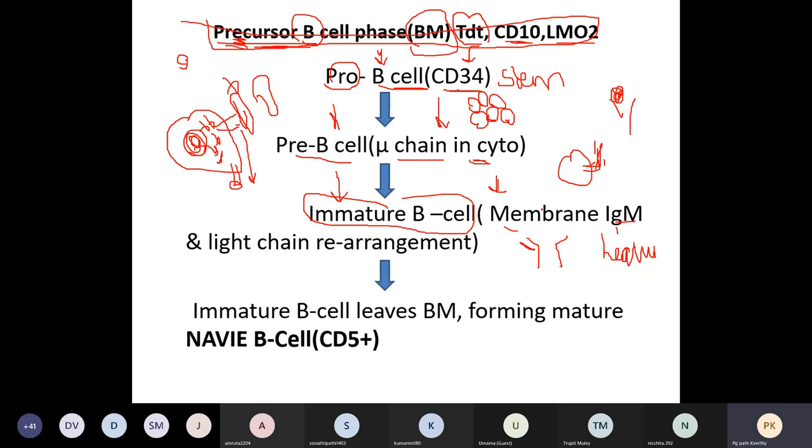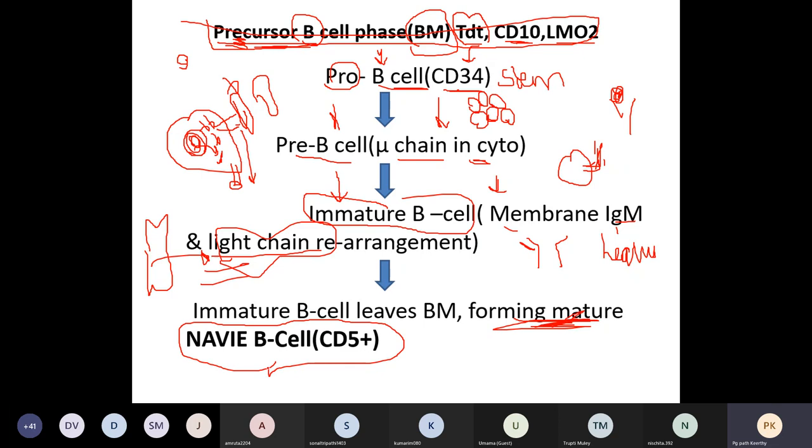Then this immature cell in the bone marrow is released into your blood. So it came out of your house now. So it is wandering on the streets and getting exposure. So after it leaves, this rearrangement also completes and it will become your mature B lymphocyte. That we call naive. Naive means, you remember when you first joined MBBS, on the first day how you were and how you are now. Just imagine. At that time you were very naive, right? Like that, this is naive.